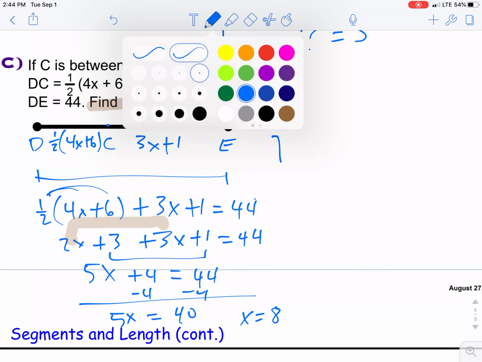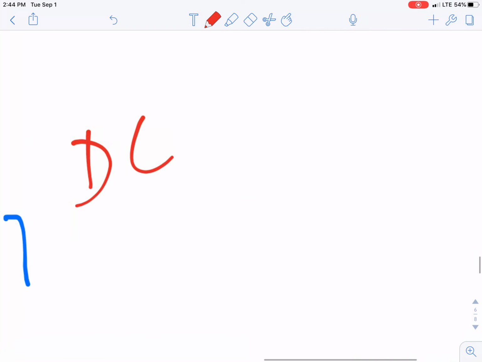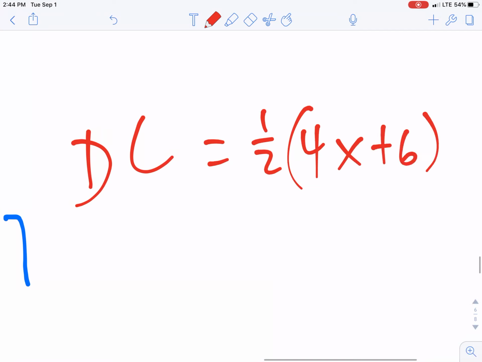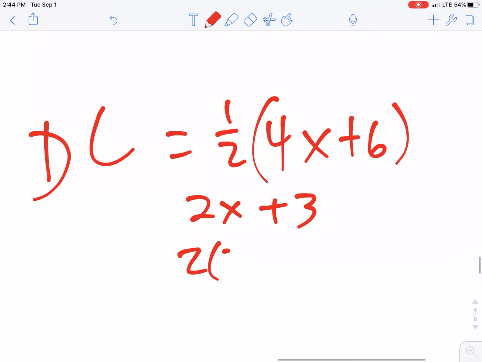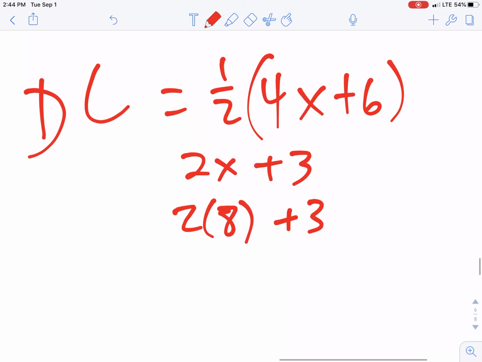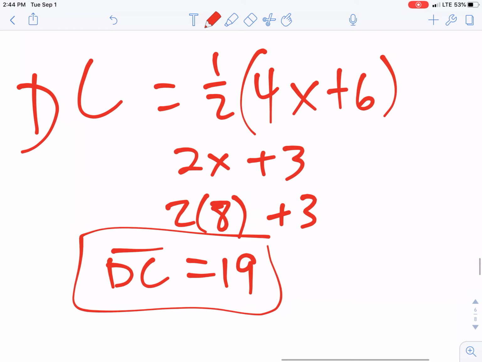So we actually have to now go back through, plug in 8 in for x. All right? So D to C was 1/2 of 4x plus 6, which then when we distribute it was 2x plus 3. So now we're going to substitute in 8. 2 times 8 is 16, plus 3 is 19, so D to C is 19. This is what we need to expect your answers to look like. Don't just circle 19 and say that's our final answer. What does that represent? That's the length of D to C.